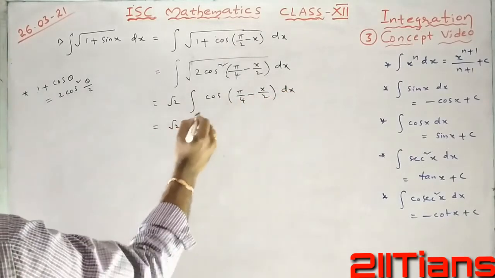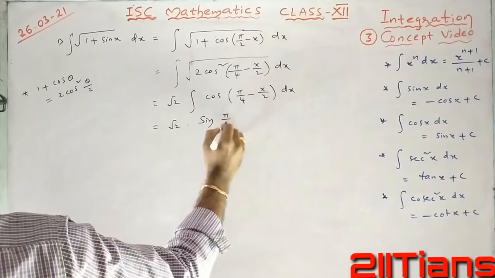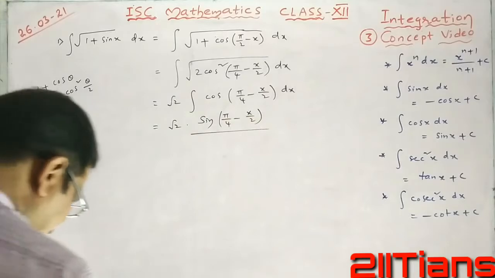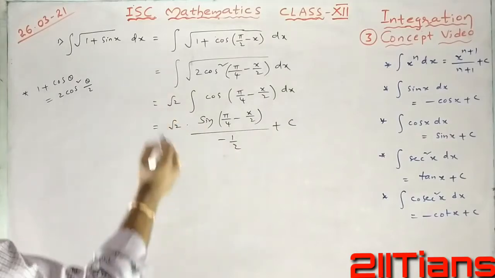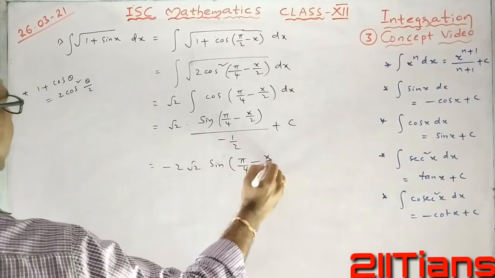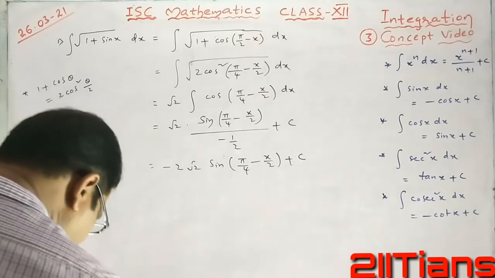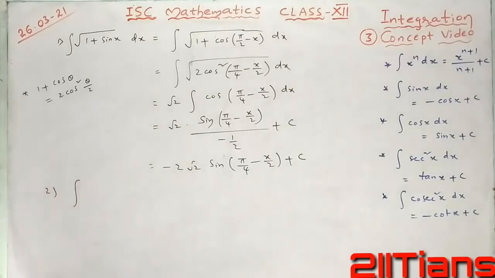So root 2 times the integration of cos is sin. So sin of pi by 4 minus x by 2 upon the coefficient of x, minus 1 by 2, which should be written in the denominator, plus c. So this will come to the numerator: minus 2 root 2 sin of pi by 4 minus x by 2 plus c. That is the final answer.